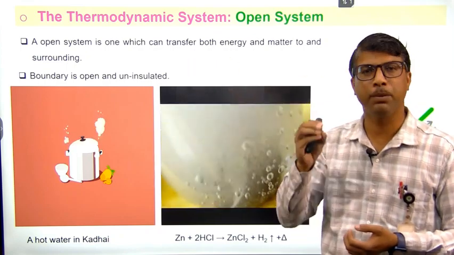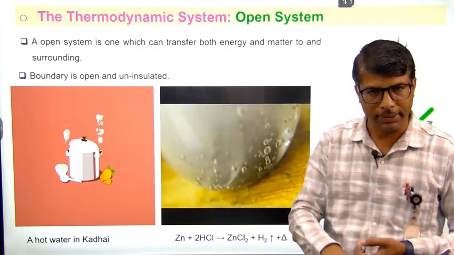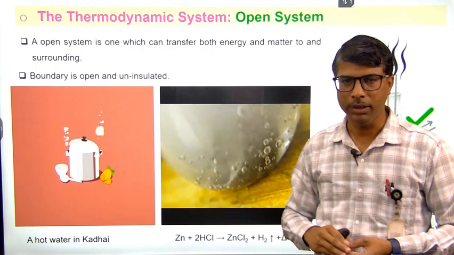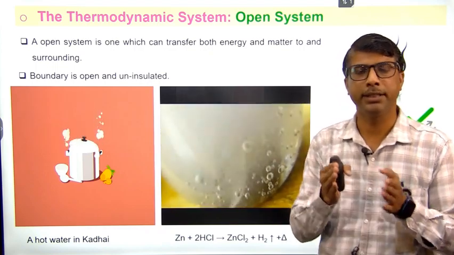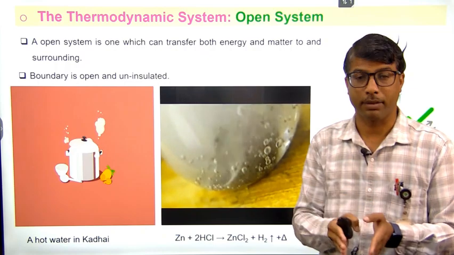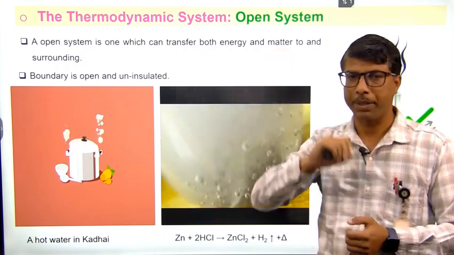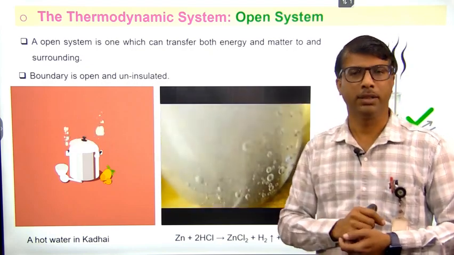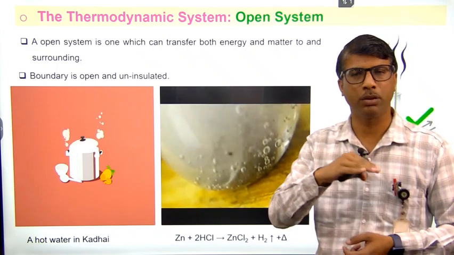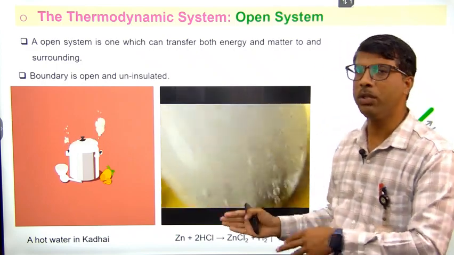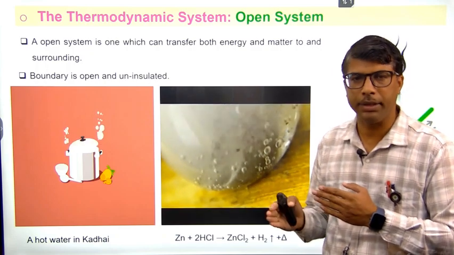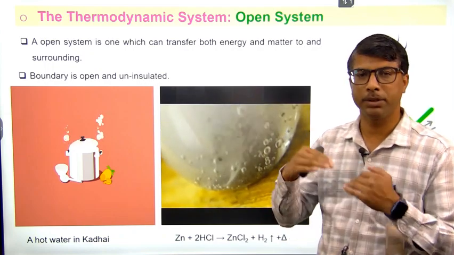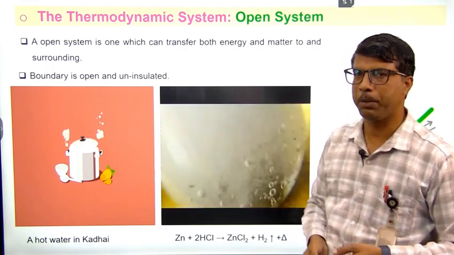That means matter in the form of H2 gas comes out from the system, that means zinc and HCl, and goes to the surrounding. So here it indicates the transfer of matter in the form of H2 gas to the surrounding. And when we touch that test tube, you will experience hotness. That means heat is transferred from the system to the surrounding. So in this case also, heat, that means energy, and matter, that means H2 gas, are transferred from the system to the surrounding. This is one of the examples of an open system.